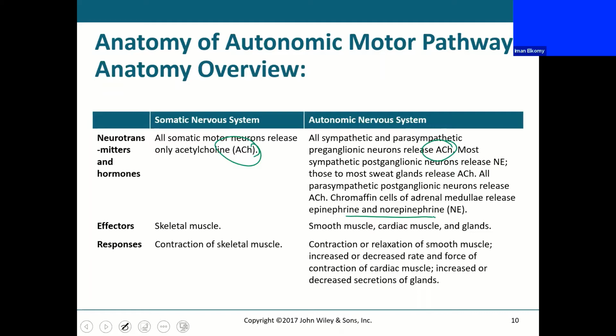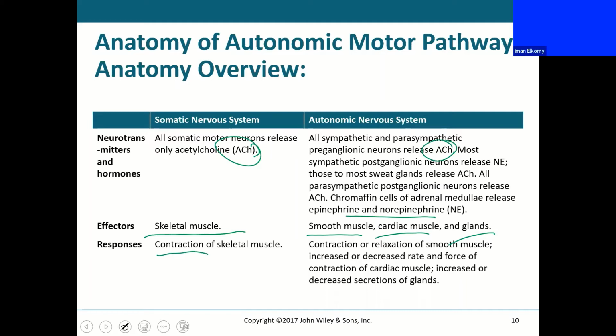Your somatic system is controlling your skeletal muscle. Your autonomic system will control your smooth muscle. It's going to control your cardiac muscle, your glands. Your smooth muscle is the muscle that's in all of your internal organs. Your cardiac muscle is your heart. And then your glands, that's going to include things like your salivary glands, but also your glands that produce hormones, your endocrine glands and things like that.